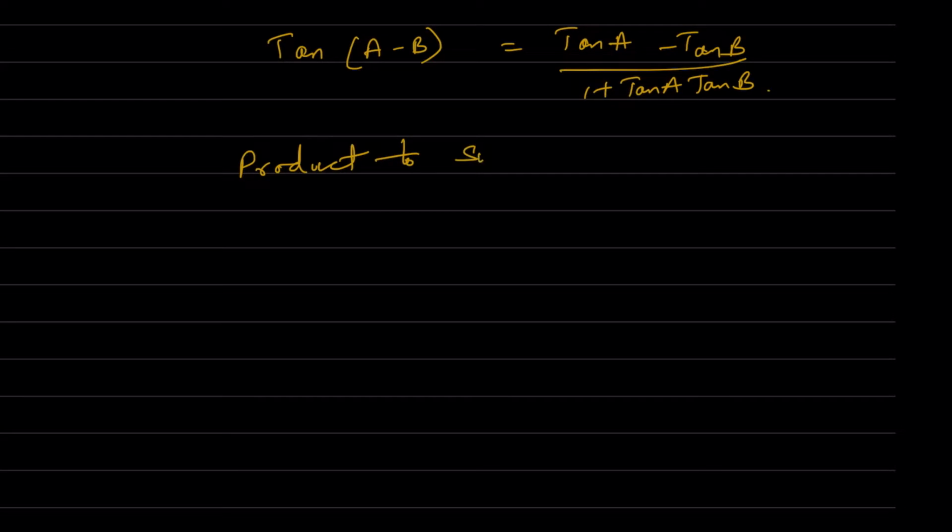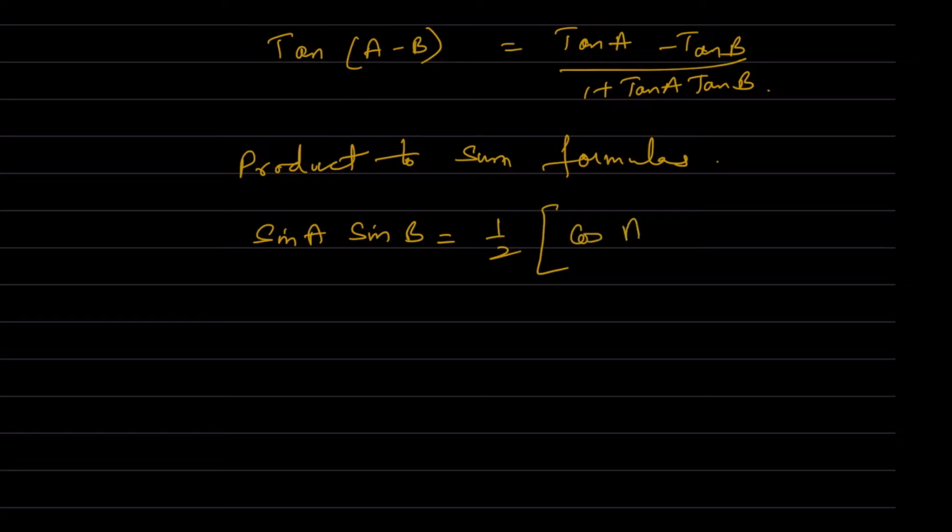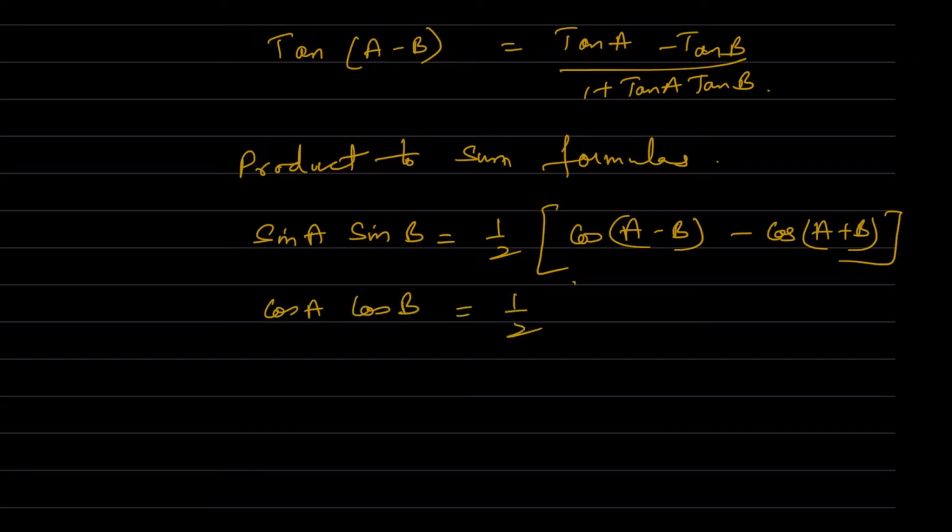Now let's go into product to sum formulas. Sin A into sin B is equal to half into cos(A minus B) minus cos(A plus B). Then we have cos A into cos B is equal to half into cos(A minus B) plus cos(A plus B).